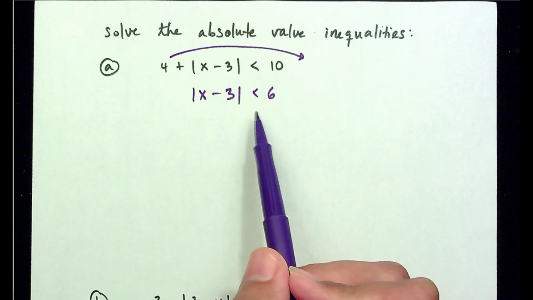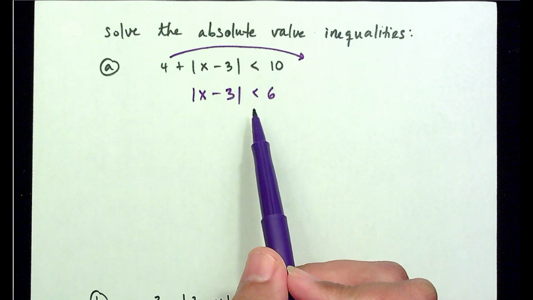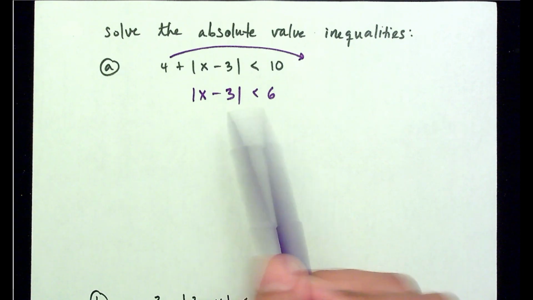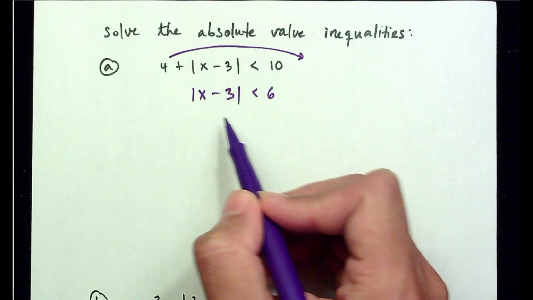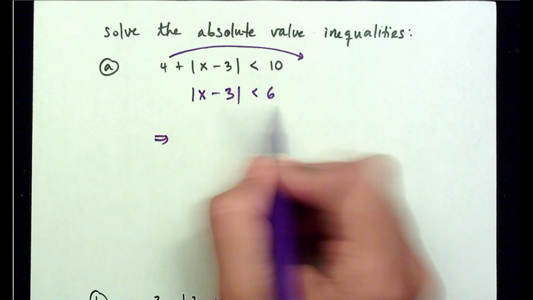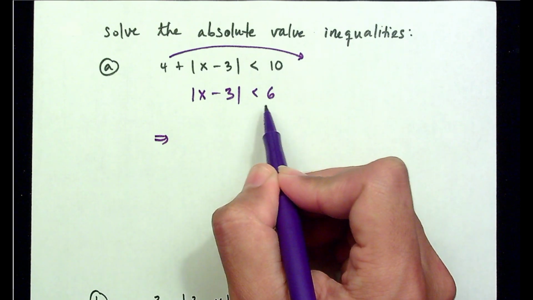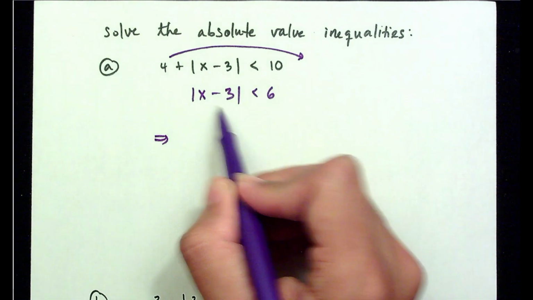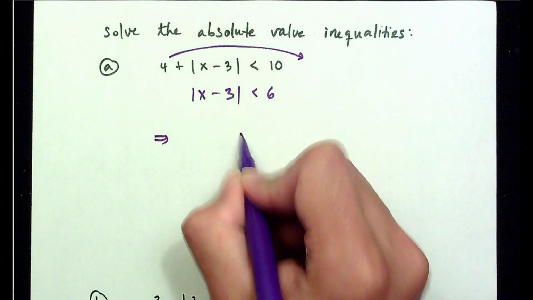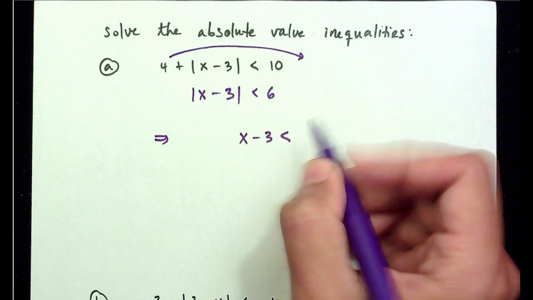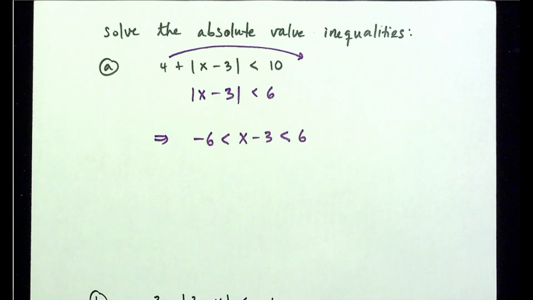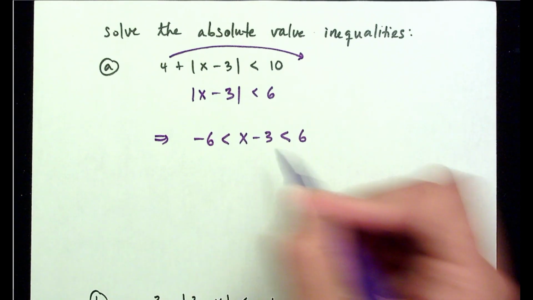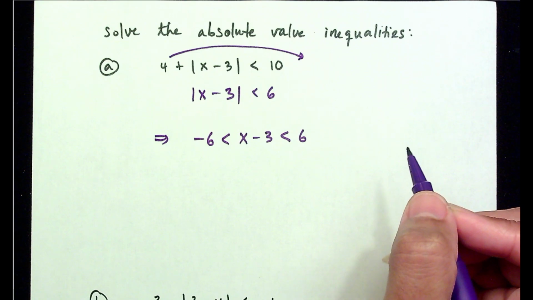This is a case where the inequality becomes a sandwich type of inequality, or a double inequality, or a compound inequality. So this case is solved like this. This is equivalent to having the thing that is inside of the absolute value, which is x minus 3, sandwiched between 6 and negative 6. And now we just isolate the x in the middle.